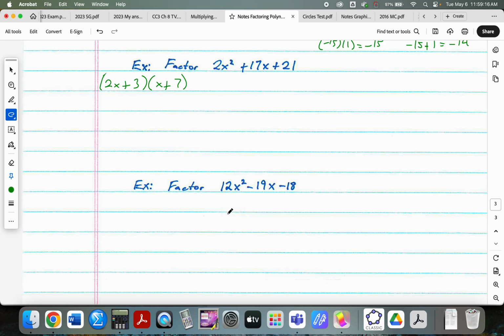Now, you can also do this by splitting the middle term. Do 2 times 21 is 42. So sometimes people talk about this in terms of target product and target sum. I want two things that multiply together to be 42 and add together to be 17. 14 and, yeah, it's 14 and 3. So I'm going to go 2x squared plus 14x plus 3x plus 21.